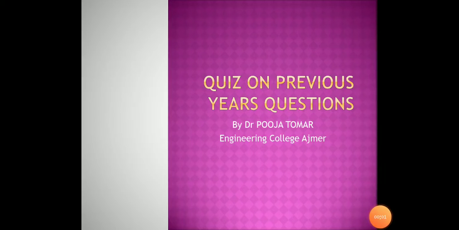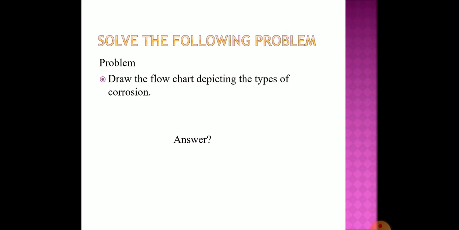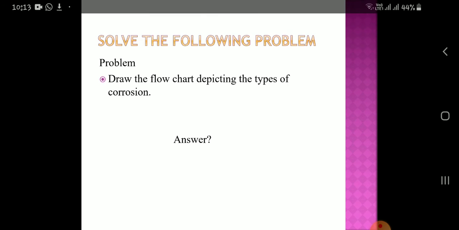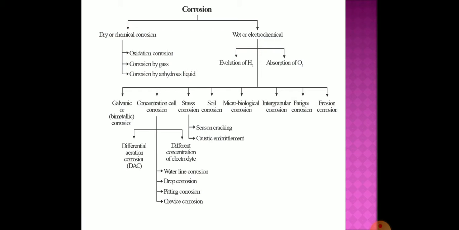This quiz has been prepared on the chapter corrosion based on previous year's questions. Solve the following problem. Problem is draw the flow chart depicting the types of corrosion. What is the answer? Here is the answer. This slide is depicting the flow chart of various types of corrosion.